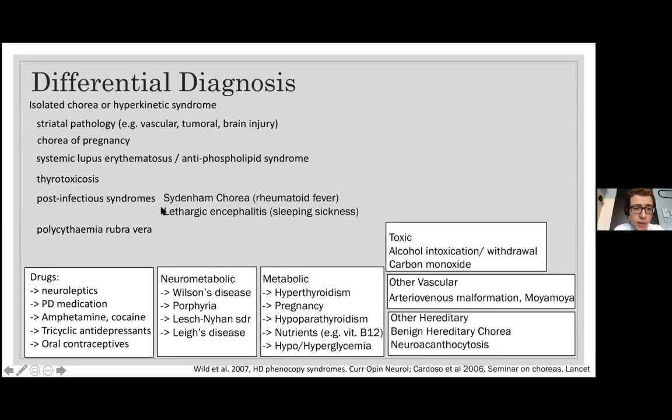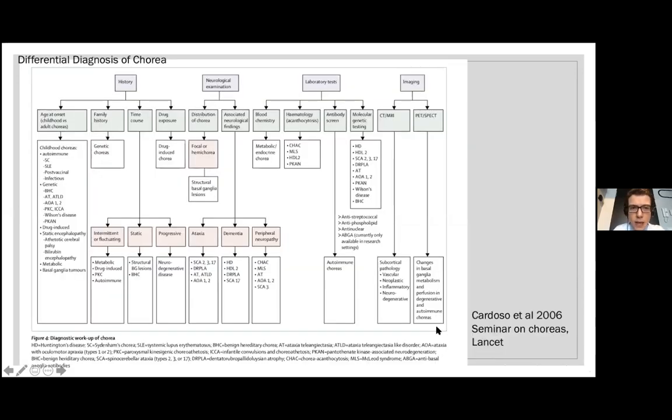thyroid problems, and post-infectious syndromes. So about 20% of people with rheumatic fever can develop chorea. There are also other things that can lead to chorea, such as drugs, neurometabolic conditions such as Wilson, and even a deficiency of vitamin B12 in some case reports, and other toxic, vascular and hereditary conditions.